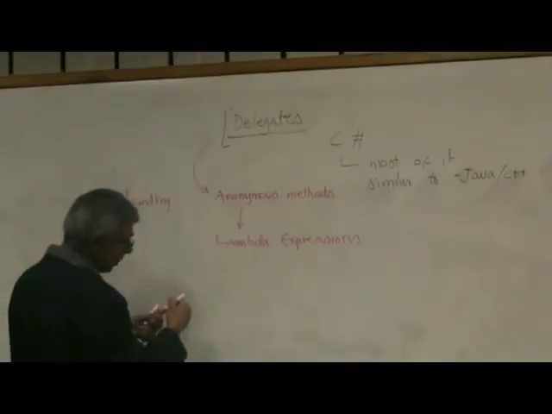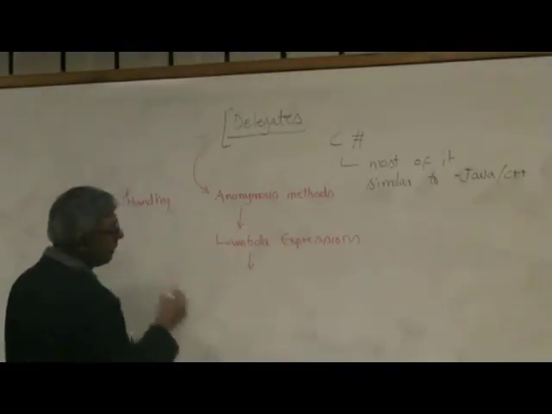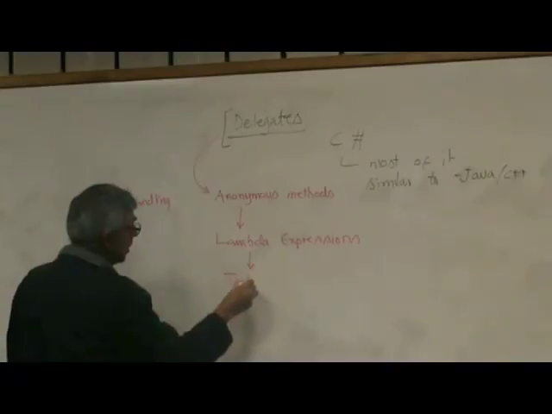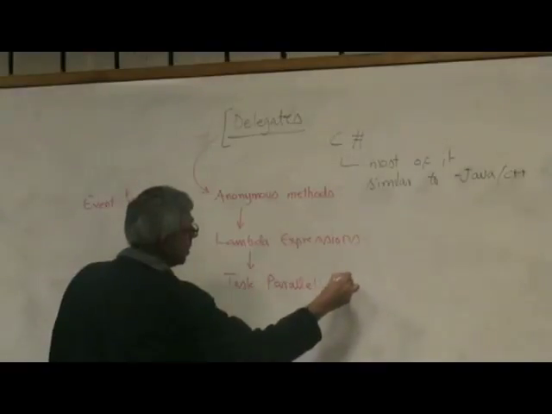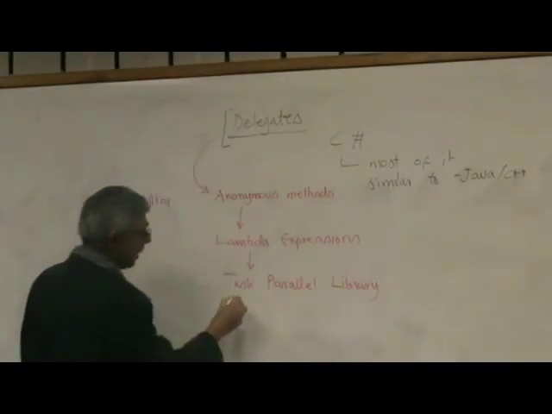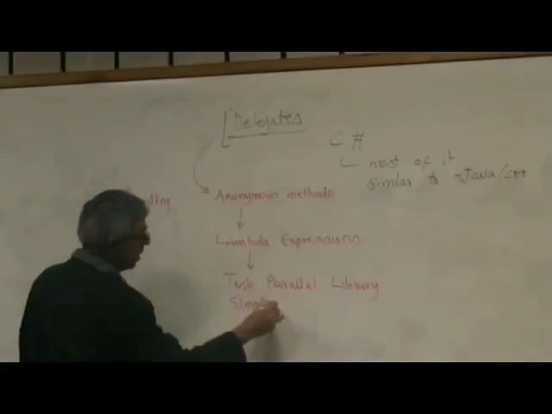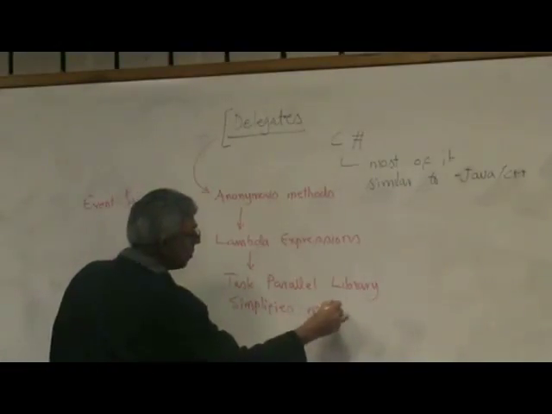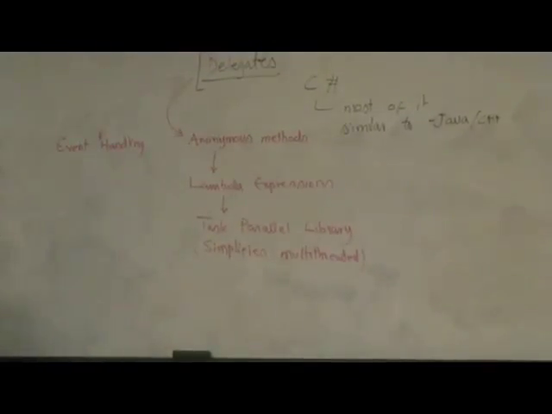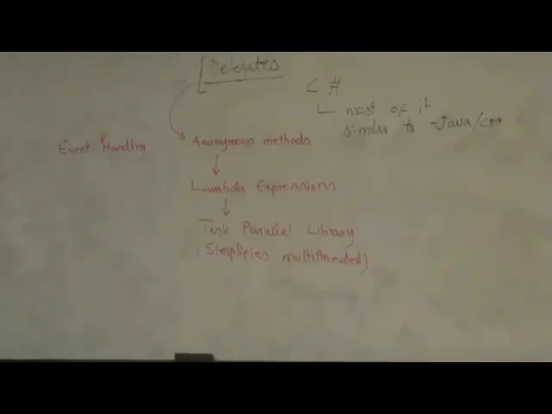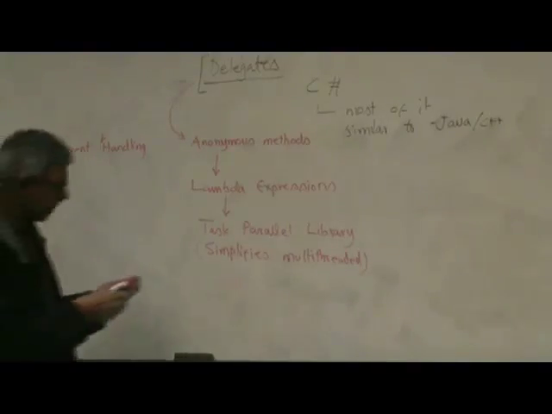So anyway, lambda expressions further give us a very powerful concept called the task parallel library. It basically simplifies multi-threading, so we can write very efficient programs that take advantage of the multiple cores in our system. So anyway, let's take a look at what is the concept of delegates and what are anonymous methods, lambda expressions, and so on.